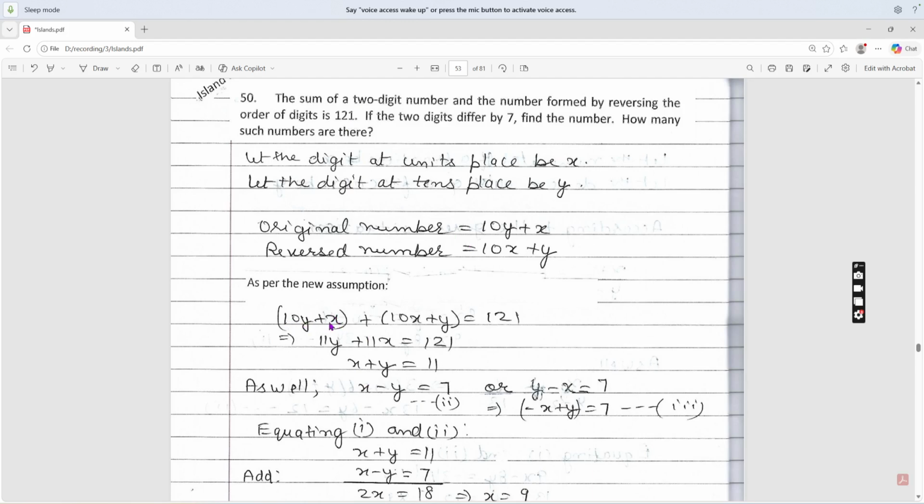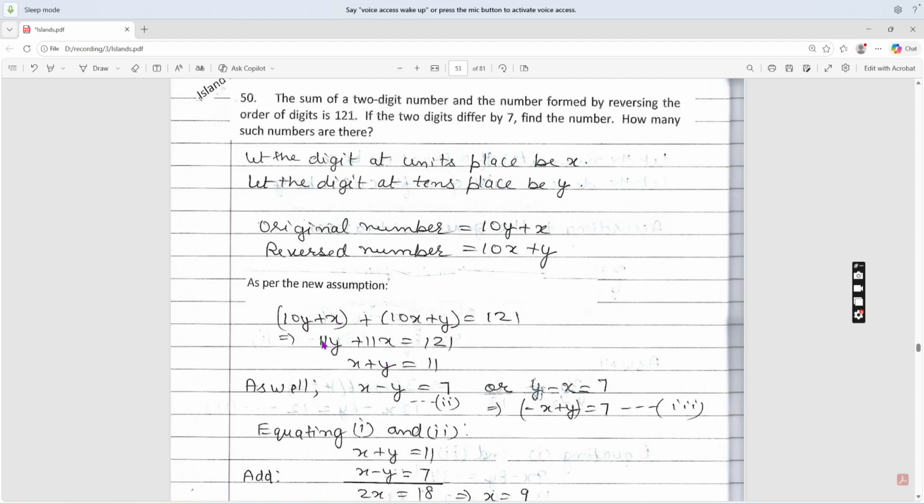The two-digit original number is 10y plus x, and the number obtained by reversing the digits is 10x plus y. When we add both of these, what do we get? 121. Now just open the brackets. 10y plus y is equal to 11y, and x plus 10x is equal to 11x. So 11x plus 11y is equal to 121.